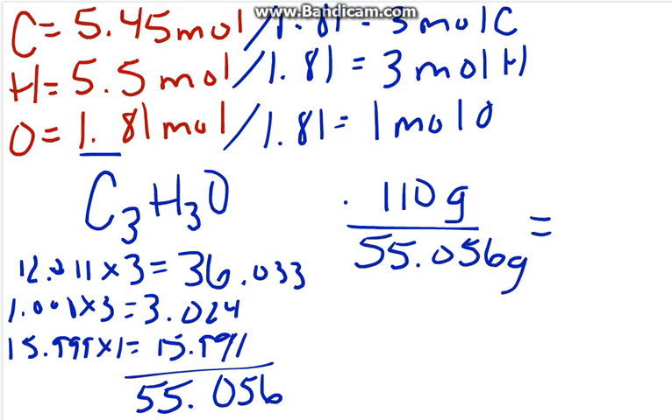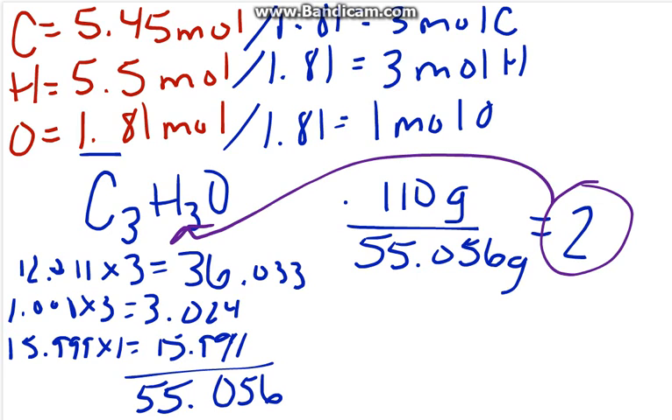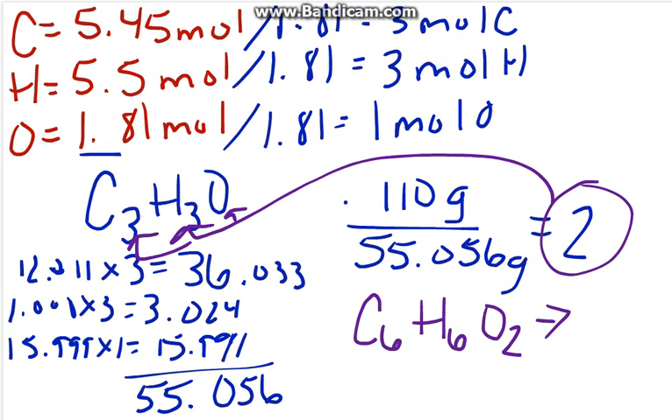You're going to get a whole number, so round to the nearest whole number. Whenever you do that, you should get 2. So what you do with that is you take this number and you multiply each of your subscripts by it. So your molecular formula is C6H6O2. This is molecular. This is empirical.